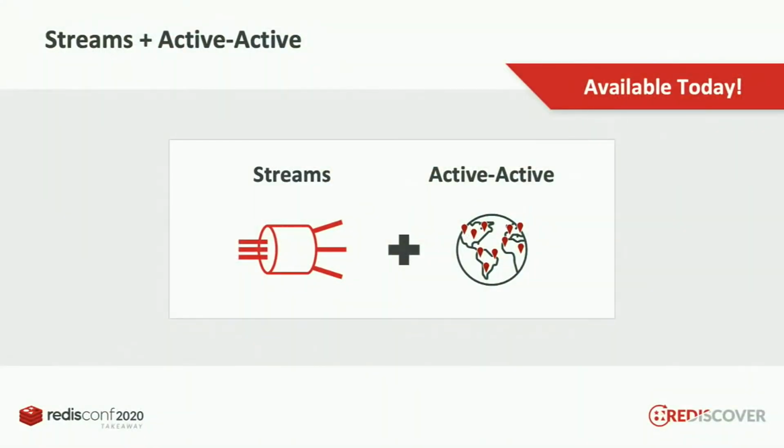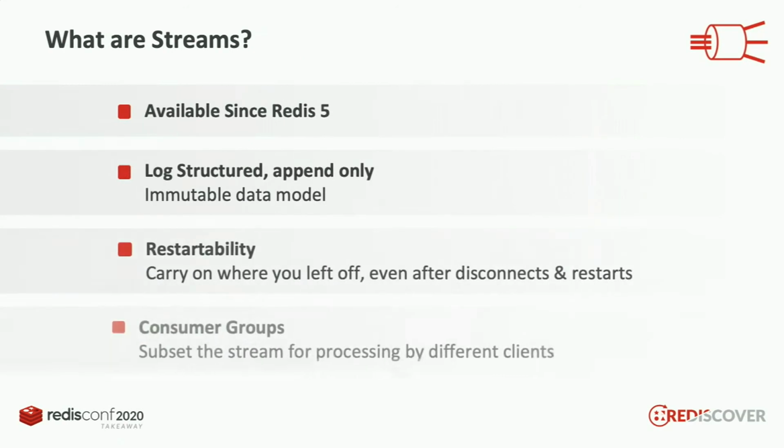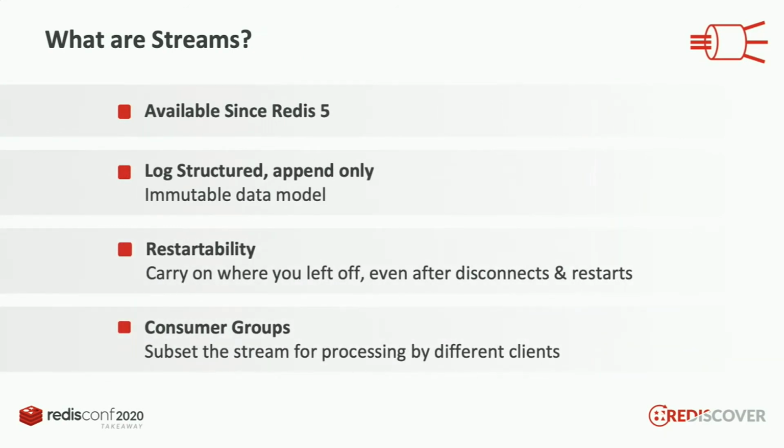What's the third thing I want to talk about? So again, this is available today. We are announcing the availability of streams plus active-active. So what does that all mean? Streams, if you're unfamiliar with in Redis, have been available since Redis 5. They've been very, very popular since Redis 5 first came out. And essentially, they're a log structured append-only data model.